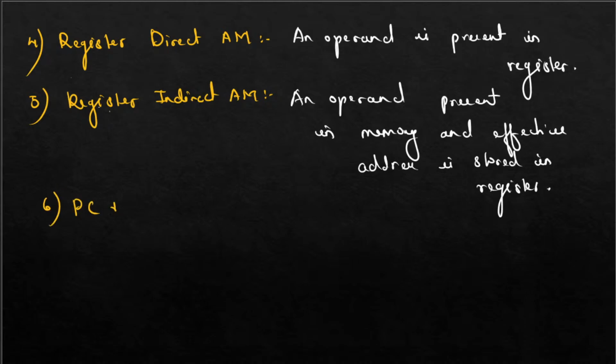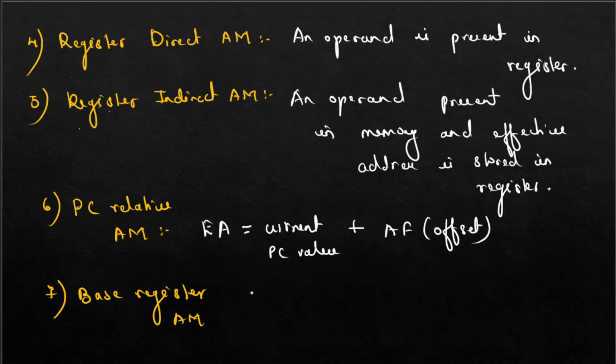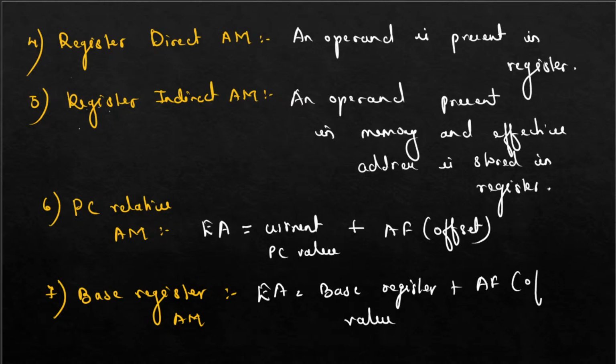Sixth is PC relative addressing mode. So in this, A is the effective address. Effective address means current PC value plus offset. AF is nothing but the offset value. Seventh is base register addressing mode. Here the effective address will be calculated as base register value plus AF, which is the offset. Okay, note this.